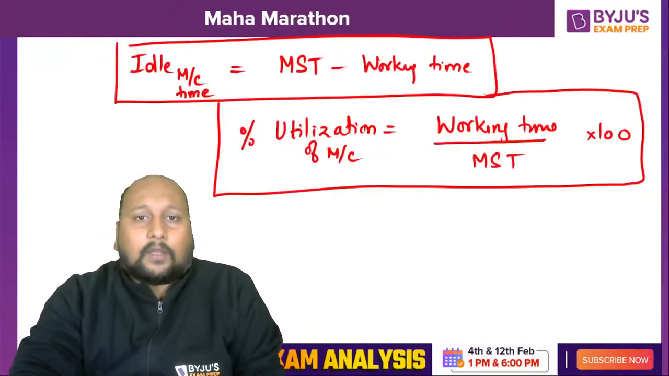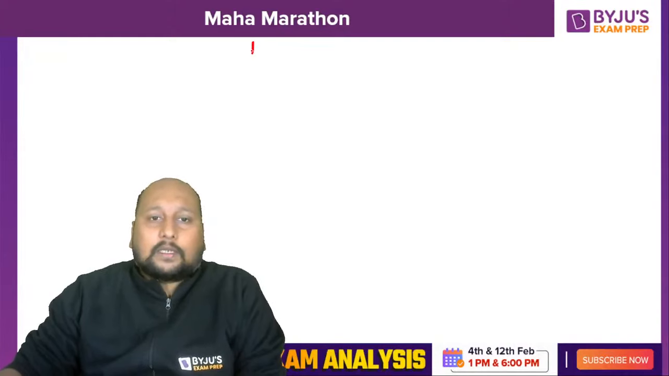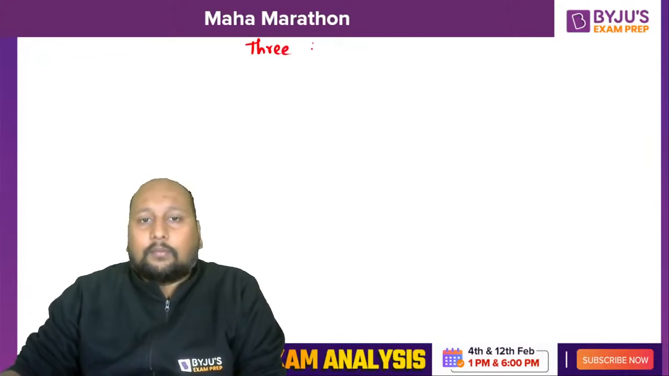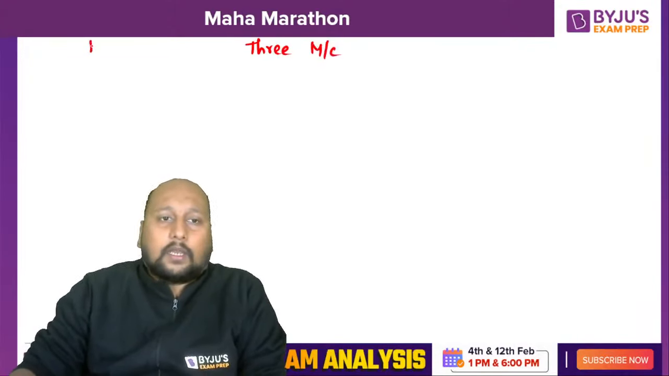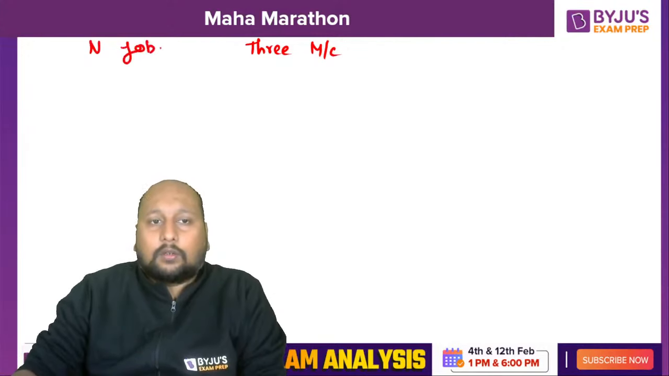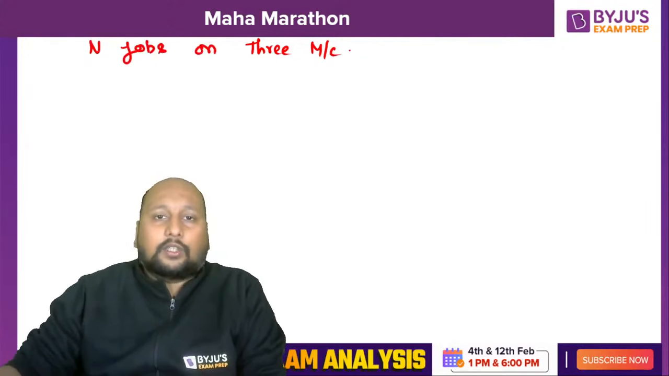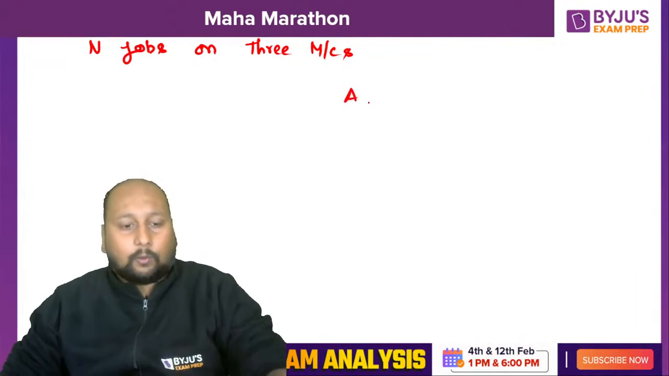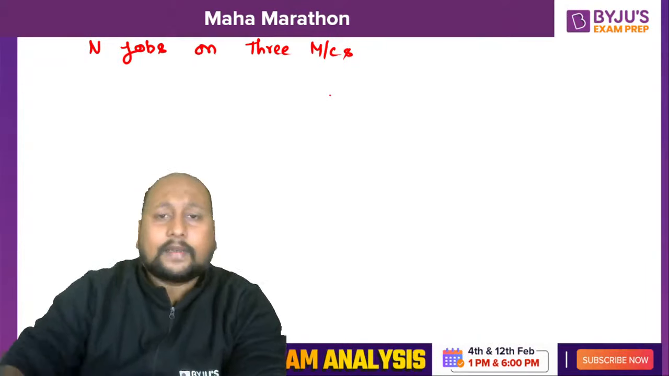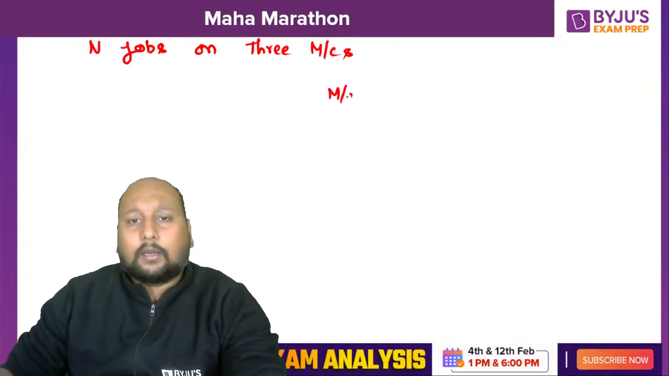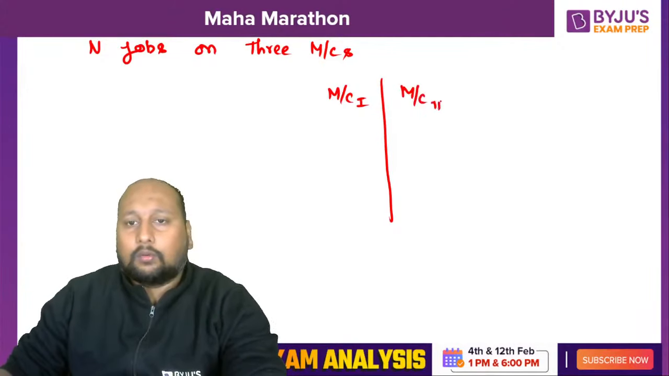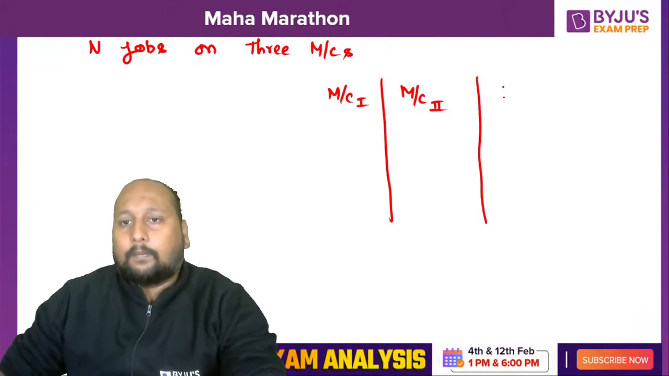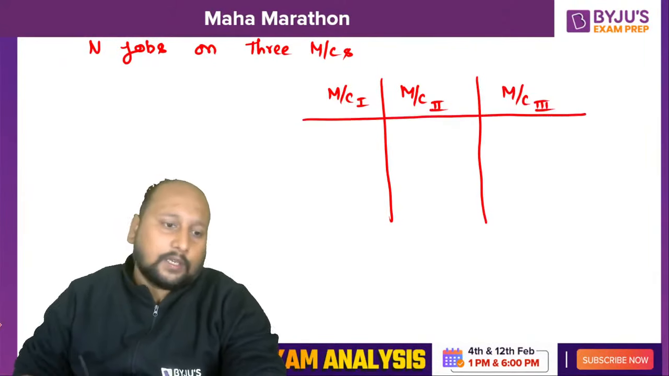Okay, there is a third possibility. If you're having 3 machines, n number of jobs, n jobs on 3 machines. So in that case, what you have to identify, let's say this is machine number 1. This is machine number 2. And this is machine number 3. Okay. There are, let us suppose, 3 machines.